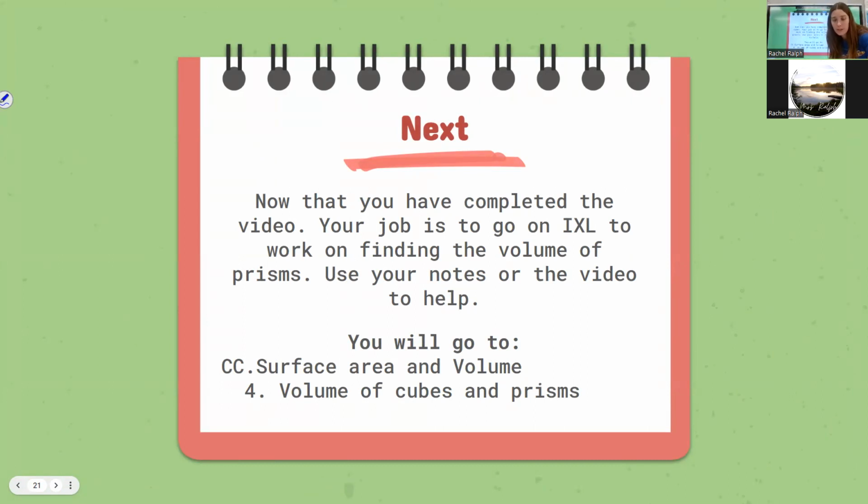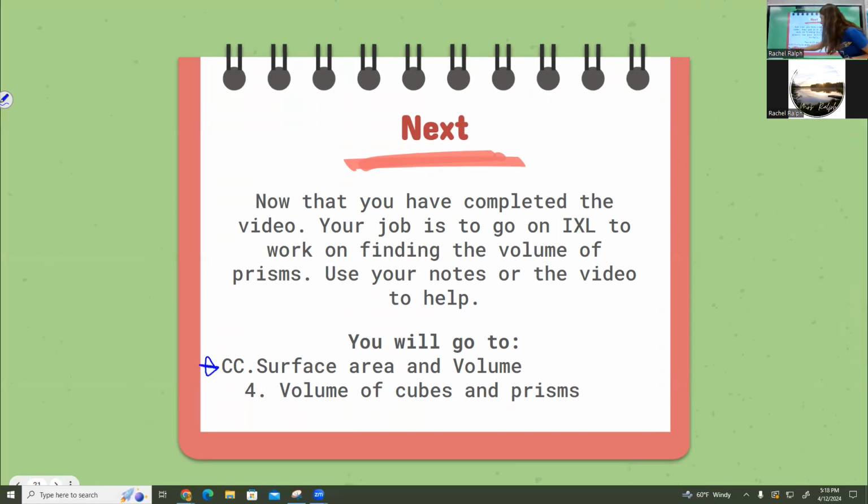So now that you've completed the video, your job is to go into IXL and work on finding the volume of some prisms. Use your notes or the video to help. So you're going to go to IXL and go to CC, surface area and volume. And number 4 is all volume of cubes and prisms. There should be a star next to it. Hopefully you have time. If you don't have time today, we'll work on it tomorrow.